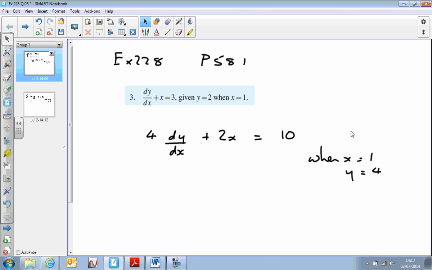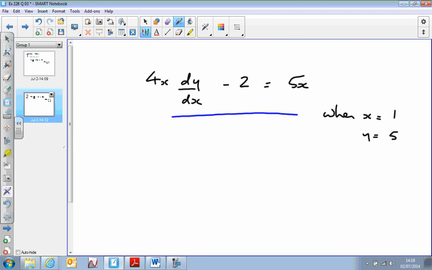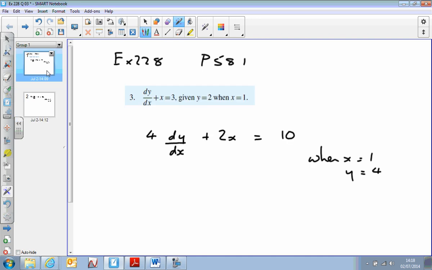Okay, exercise 28, page 581, question number 3 here. I'm going to leave you to have a go at it, but we'll look at one that's similar underneath here, and then I will also give you one here to have a go at. I'll pause the video and let you have a go at it, but then I will run through the solution to this one at the end. So, let's look at this one first of all.